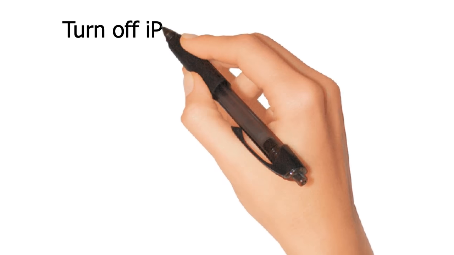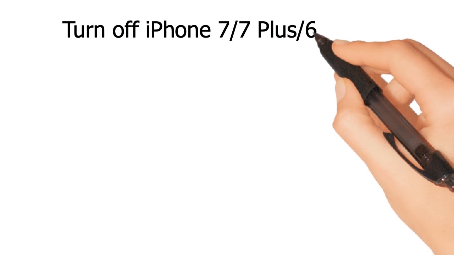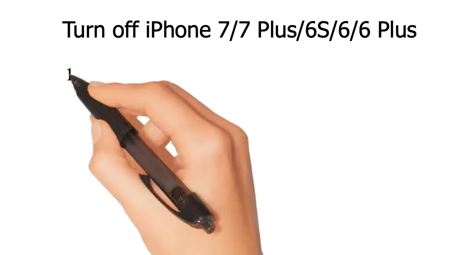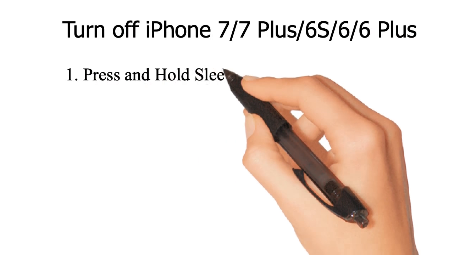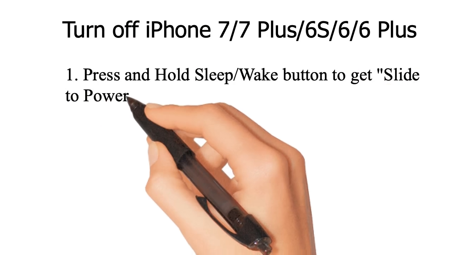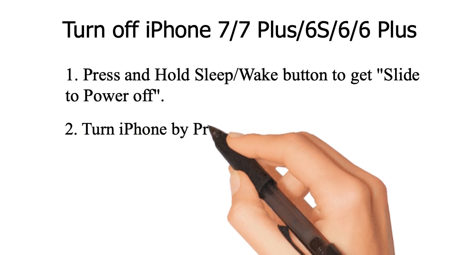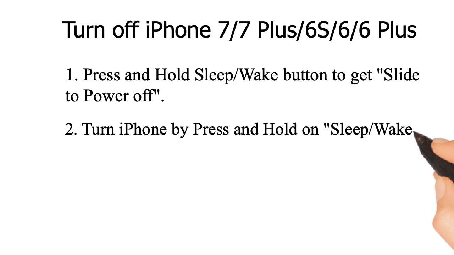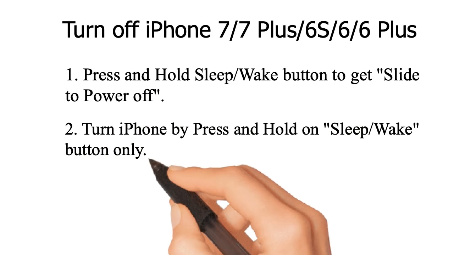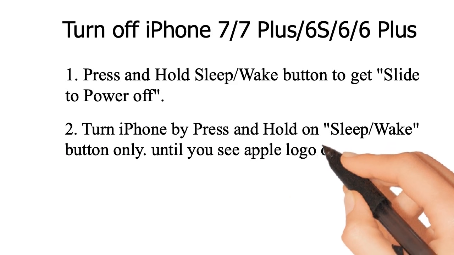Turn off iPhone 7/7 Plus, 6S, 6/6 Plus. 1. Press and hold the sleep/wake button to get slide to power off. 2. Turn the iPhone on by pressing and holding the sleep/wake button only until you see the Apple logo on screen.